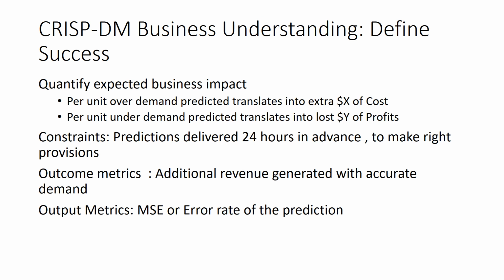Let's define the success in this scenario. What we want to do is quantify the expected business impact. This could mean metrics like per unit of over demand predicted translates into, say, X amount of dollars of cost. The other case would be per unit of under demand predicted translates into a loss of, say, Y dollars of profit. The constraint of the scenario would be that the predictions have to be delivered 24 hours in advance to make the right provisions. An output metric for this could be additional revenue generated with accurate demand. An output metric for the ML model could be mean squared error or an error rate of predictions.